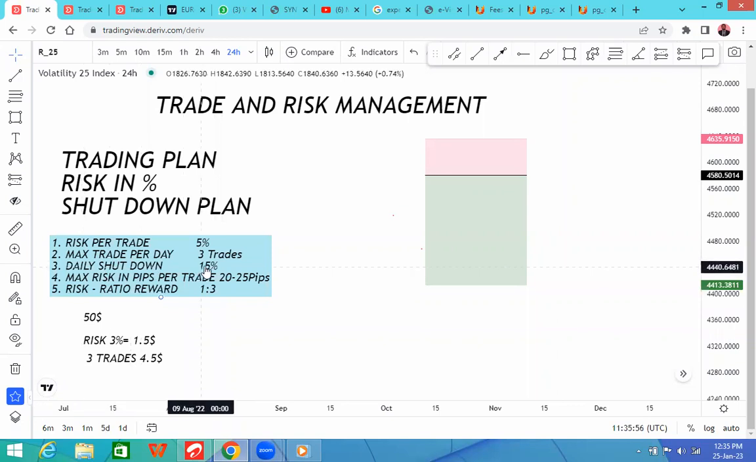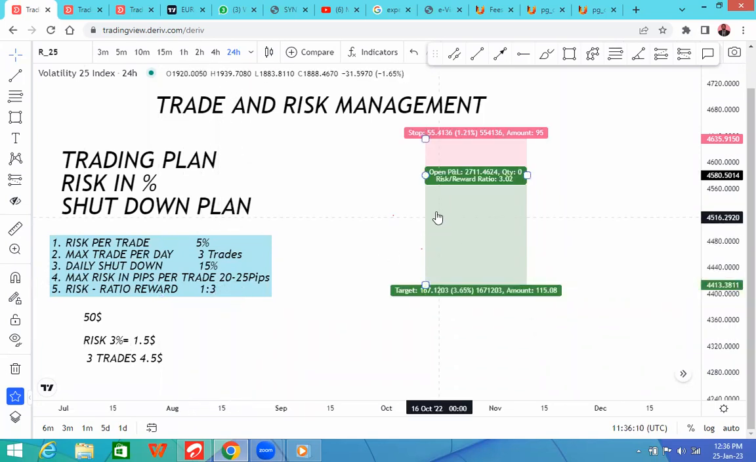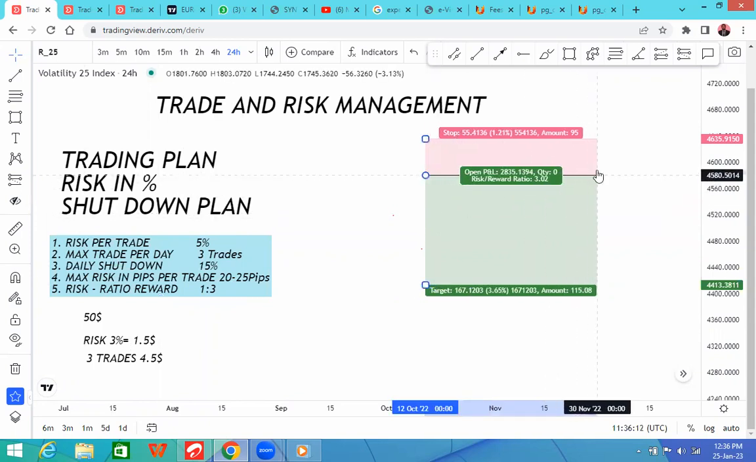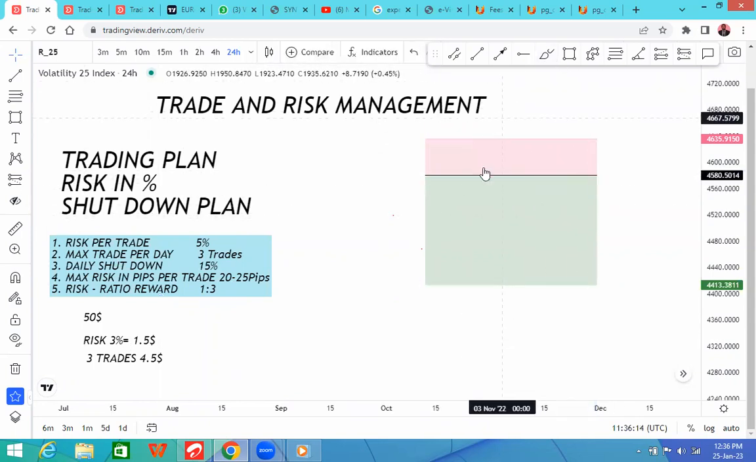Daily shutdown. You have already made your 15%, whether in profit or in loss, shutdown. Now, what's the maximum in pips per trade? Maximum in pips per trade is 20 to 25 pips. This is what it means. Now, if I enter here, let me remove this.